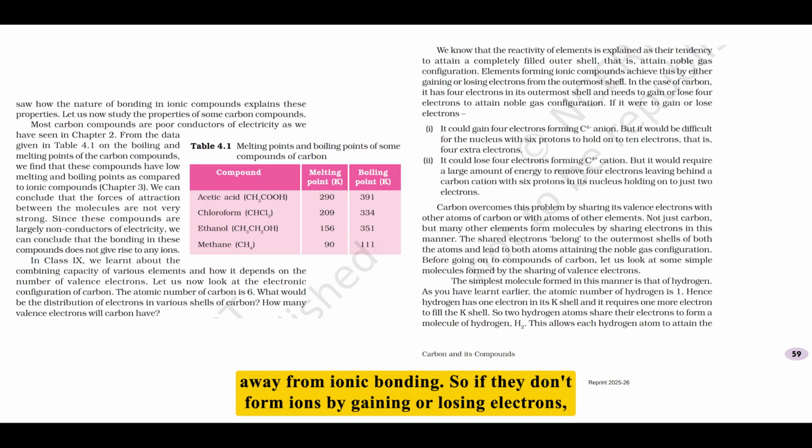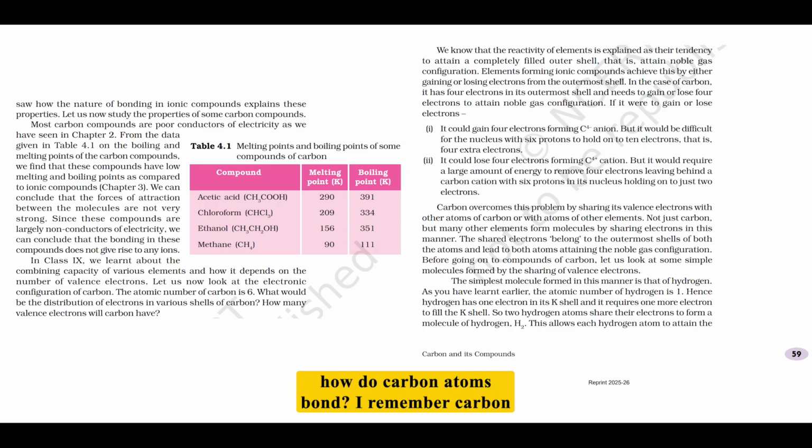So if they don't form ions by gaining or losing electrons, how do carbon atoms bond? I remember carbon has 4 valence electrons in its outer shell. So does it try to gain or lose them somehow, even if it's difficult? That's the million-dollar question. And yes, you're spot on. Those 4 valence electrons are the absolute key. Let's break down carbon's situation. Atomic number 6. Right. 2 electrons in the first shell, 4 in the second. Correct. K shell has 2. L shell, the valence shell, has 4.